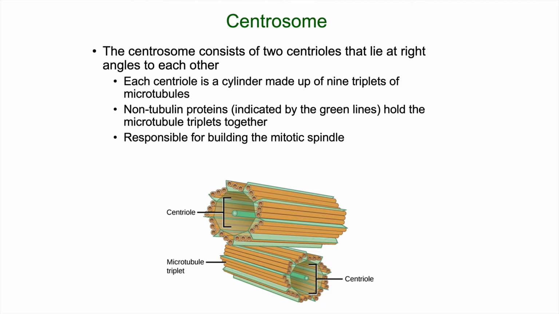It's composed of 9 triplets of microtubules, and you can see a triplet, 2, 3, 4, 5, 6, 7, 8, 9. And then in between those are non-tubulin proteins that help to hold them together. So this is a really, really strong structure. There are two of these that run at right angles to each other. And again, most of the time in the cell, the centrosome and the 2 centrioles are going to be inactive. It isn't going to be until we're ready for the cell to replicate that they really take on their function.